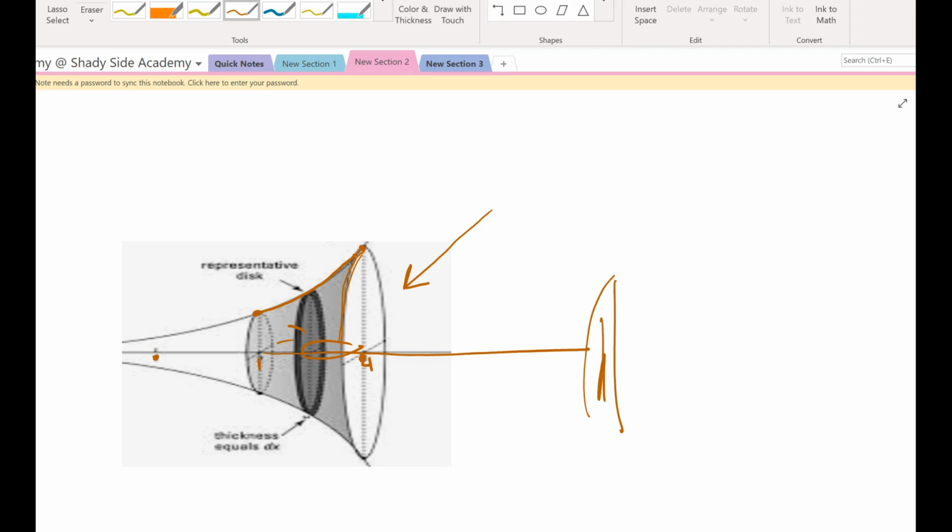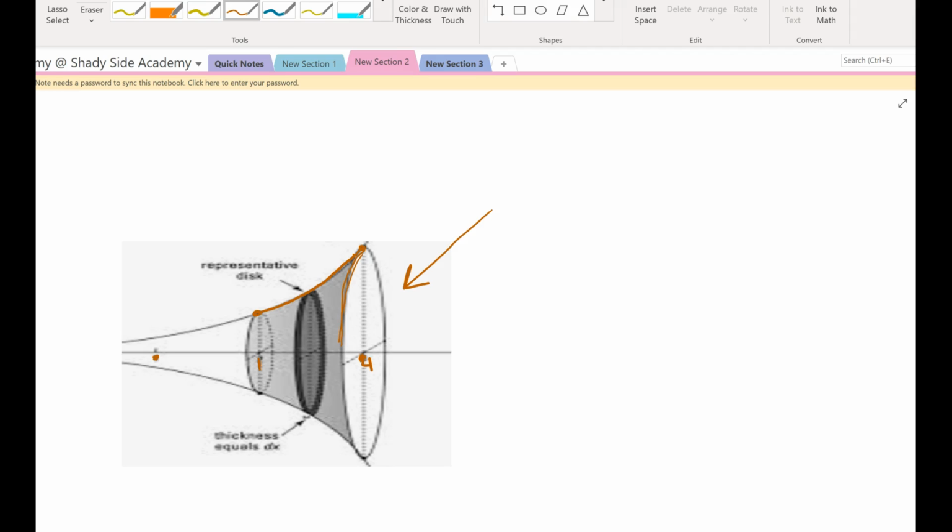So if we just revolved the curve, then we would literally have not a volume, we'd have a surface. We'd have just the lampshade, so to speak. We wouldn't have the volume inside. And the result there would not be a volume of revolution, it'd be a surface of revolution.